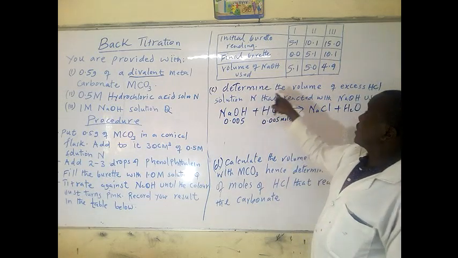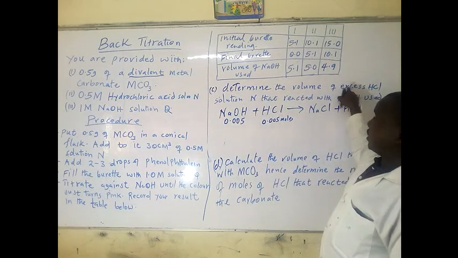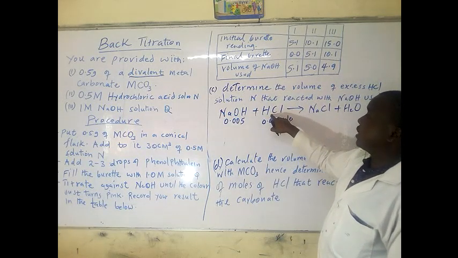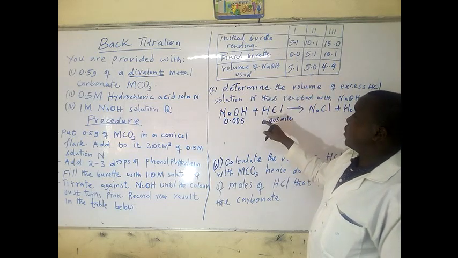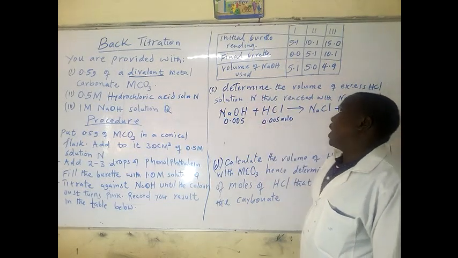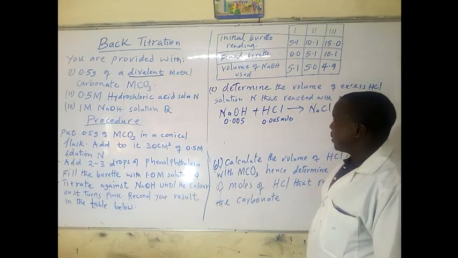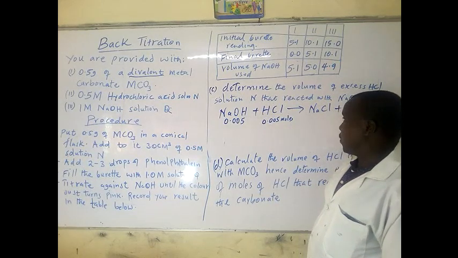So, but the question asks us to calculate the volume of excess. This is the acid that was in excess that remained after reacting with the carbonate. And then now it came to react with the sodium hydroxide. But remember, we were given the concentration of the acid.